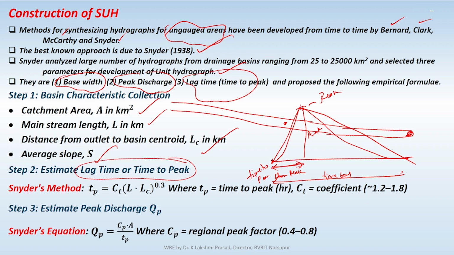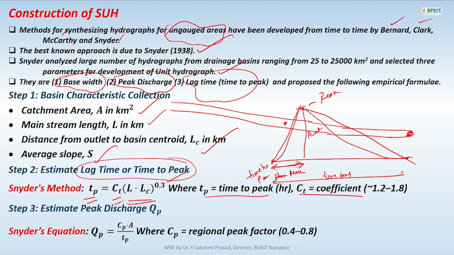Estimate the lag time or time to peak. This is the first thing we have taken. How to estimate the lag time or time to peak? Tp is equal to Ct into (L·LC) whole to the power of 0.3, an empirical equation. Tp is the time to peak in hours. Ct is a coefficient. L is the mainstream length. LC is the distance from the outlet to the basin centroid.